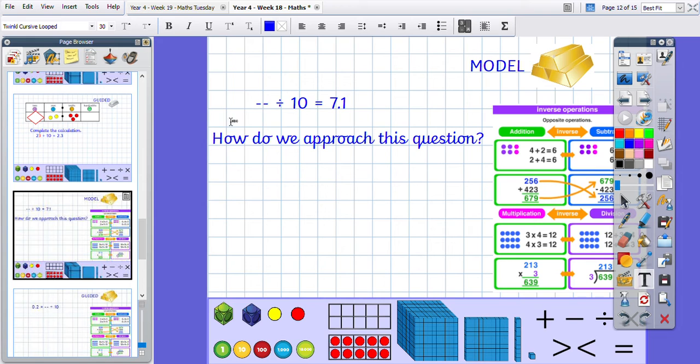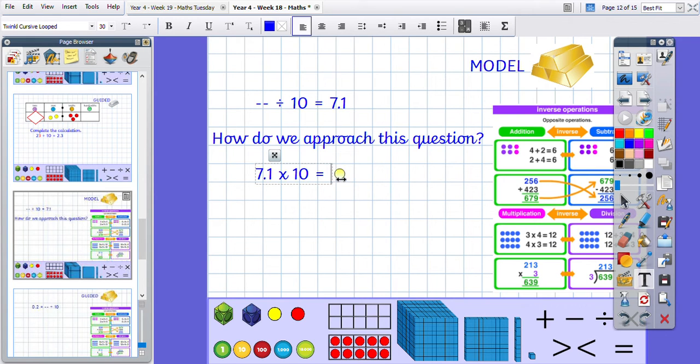So we've got something divided by 10 is 7.1. So we have a missing number. And then we know if we have a missing number, we do the inverse. So we're going to do 7.1 times, because we're using the inverse operation, by 10 equals. So this time we're making our number bigger, and you've actually been completing these questions in your arithmetic this week, so you should be a dab hand at them by now.